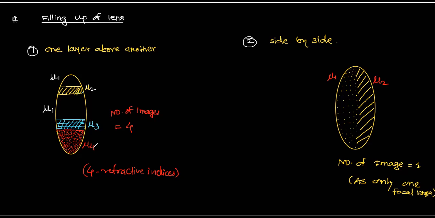But here, suppose it is side by side filling, half the lens is filled with one refractive index and the other half with another refractive index, kept side by side. Then the number of images will be 1. Why? Because the focal length will be 1. So keep this in mind, right? Okay. Note down this.